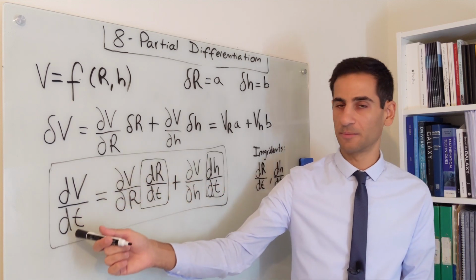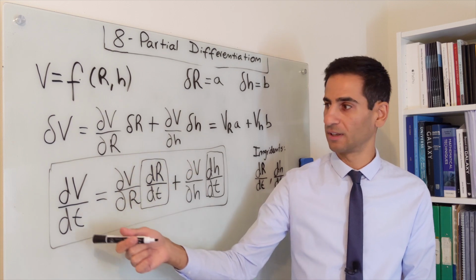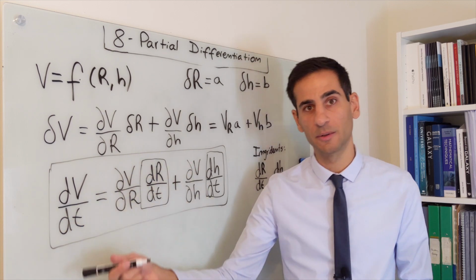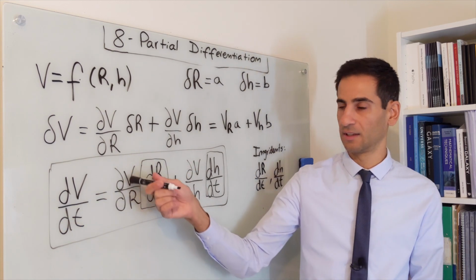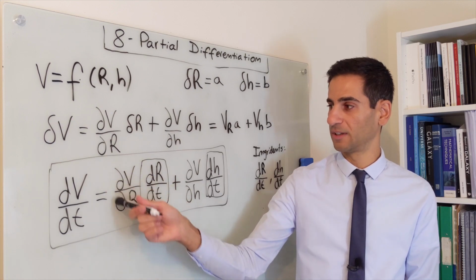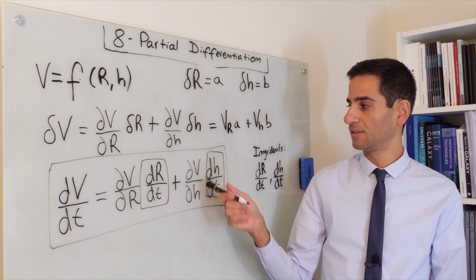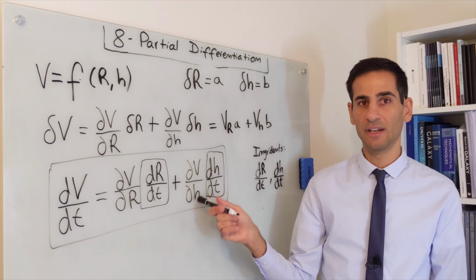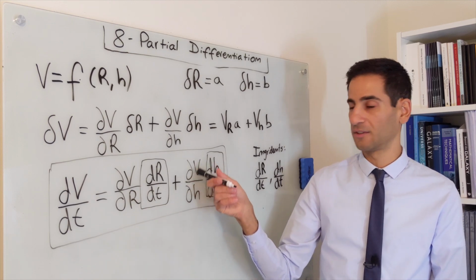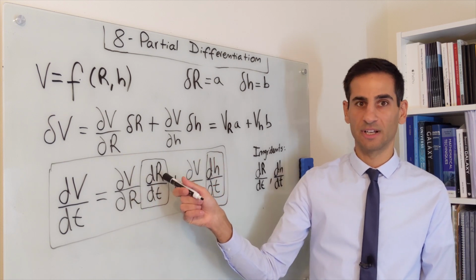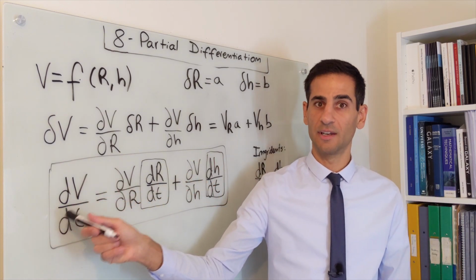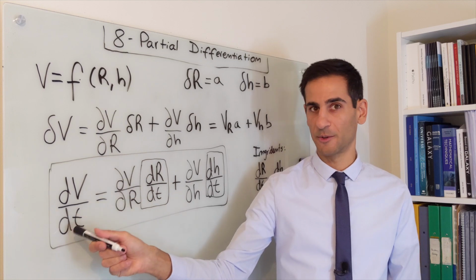And then in terms of volume, you'd be looking at a change in terms of cubic meters per second. And the other units would be encoded when you look at dV over dr and dV over dh, which will have units of meter squared. Multiply by meters per second, you get meter cubed per second.